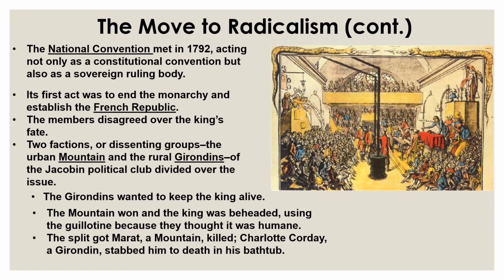The split between the two factions in the Jacobin Club actually got Marat, a Mountain, killed eventually. Charlotte Corday, who was a member of the Girondin faction from the rural communities, ended up sneaking into Paris and stabbing him to death in his bathtub while he was taking a soak to alleviate his skin condition.